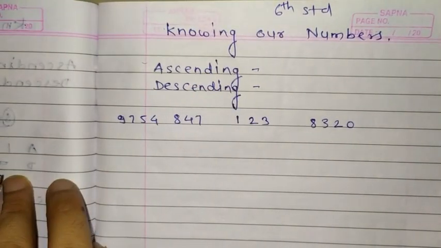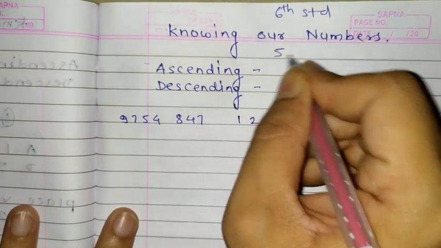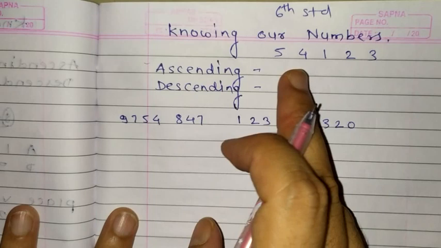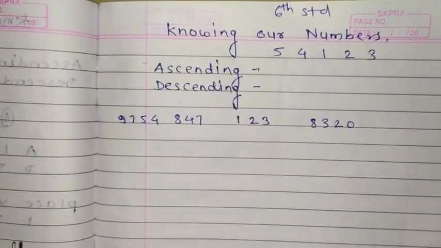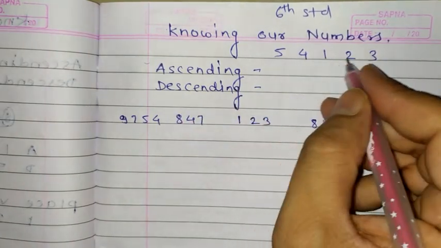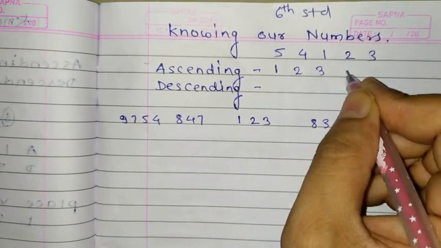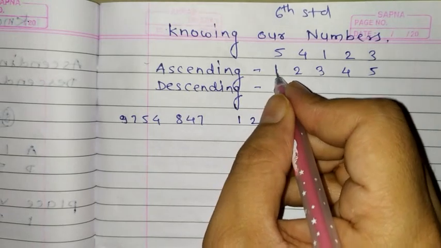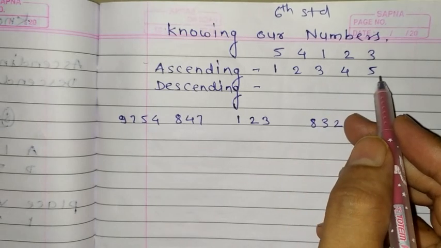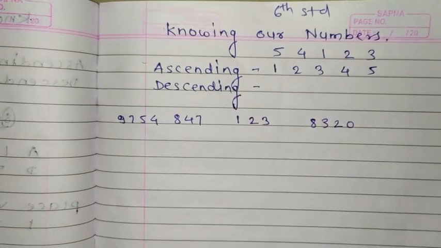We start with ascending and descending order in the number system. I am taking simple numbers like 5, 4, 1, 2, 3. Your target is to keep them in ascending and descending order. In ascending you have to pick the smallest number first. Which one is smallest? 1. Second smallest 2. Third 3. Fourth, then fifth. So the first position belongs to the smallest, then second smallest, third, fourth, and the last one is the greatest number. So this is what ascending is.